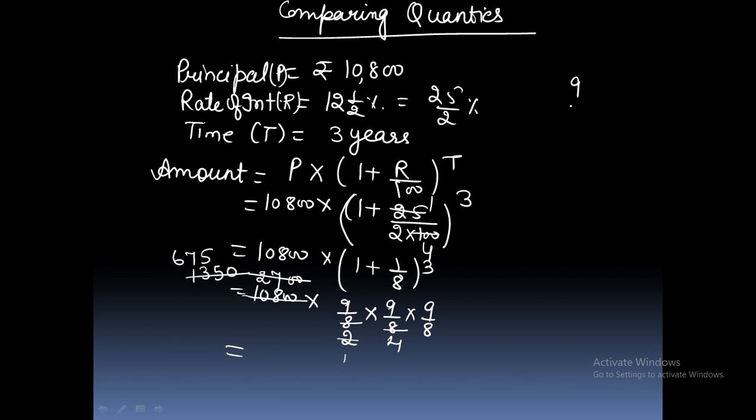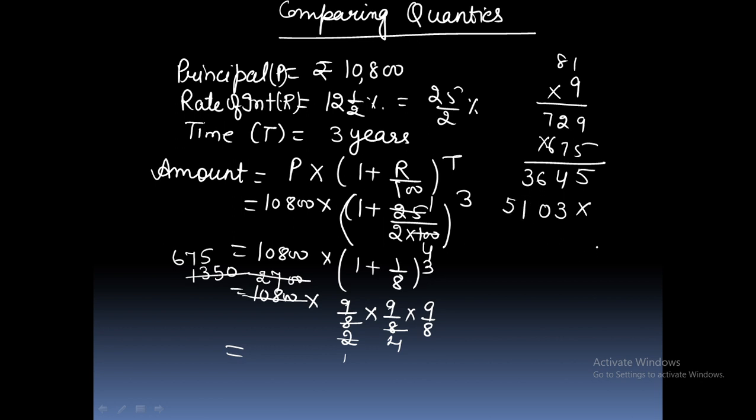9 multiplied by 9, that is 81. 81 multiplied by 9, 729. Then multiply by 675. 9 5s are 45. 5 to the 10 plus 4 14. 7 5 is the 35. 35 plus 1 36. 1 carry. 7 9 is 63. 6 is remainder. 7 to the 14 plus 6 20. 7 7 the 49 plus 2 51.